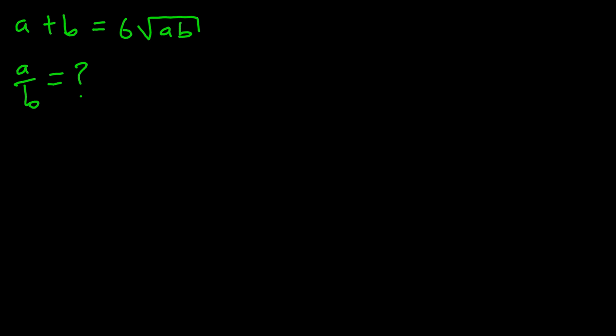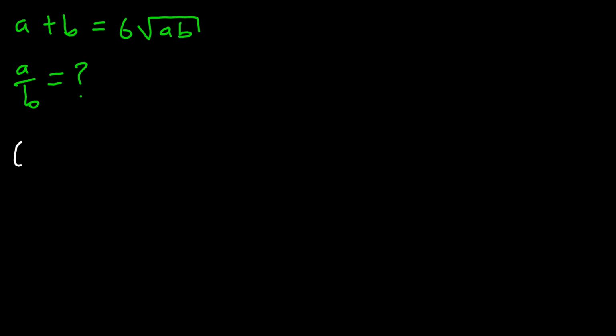In this video, we have been given that a plus b equals 6 times the square root of a times b, and we shall have to find the value of a divided by b. Now the first thing we need to do is square both sides.